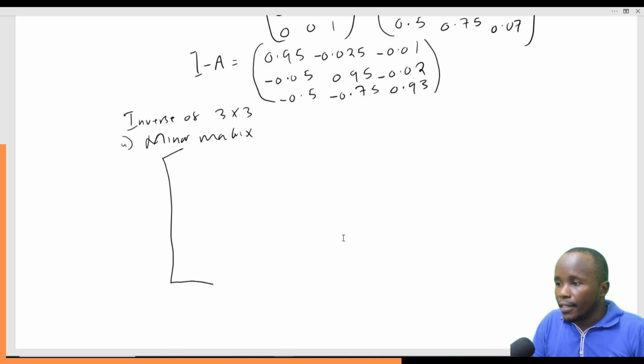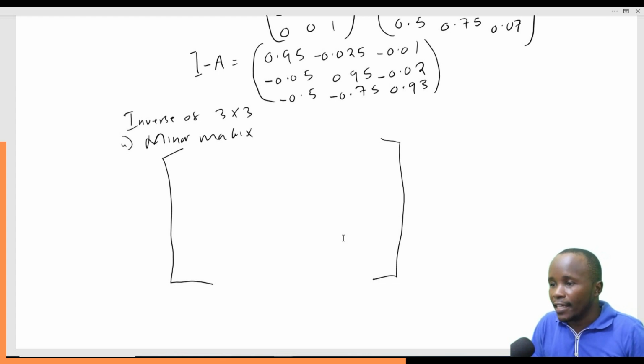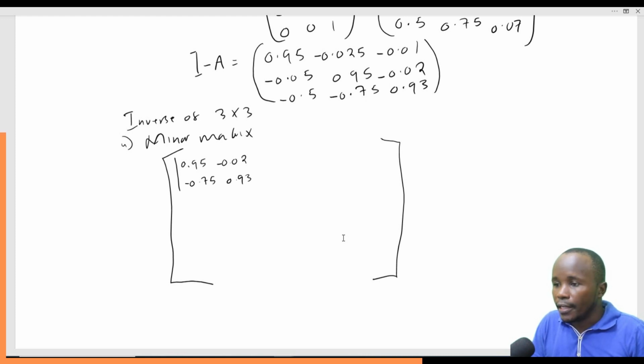The minor matrix, where we have 0.95, I cancel the rows and columns touching 0.15 so that I can find the determinant of 0.95. Then you have negative 0.02, then we have negative 0.75, then 0.93.